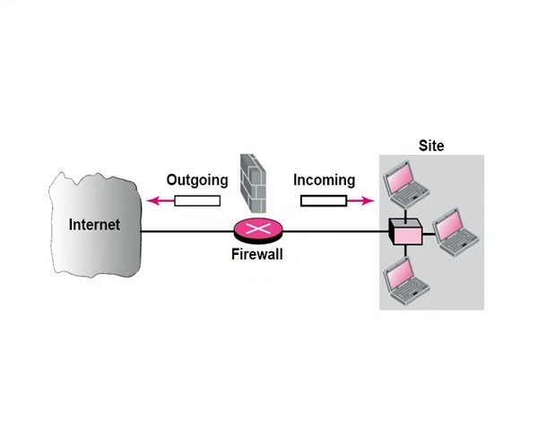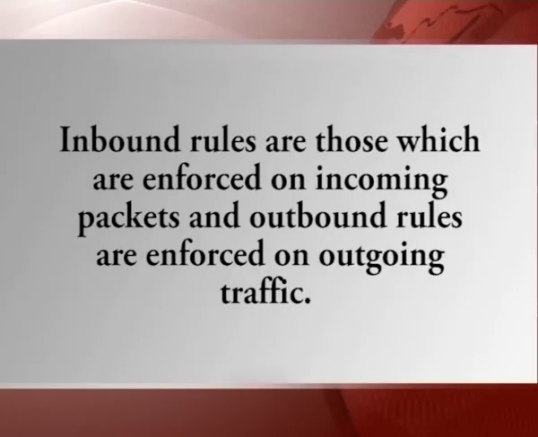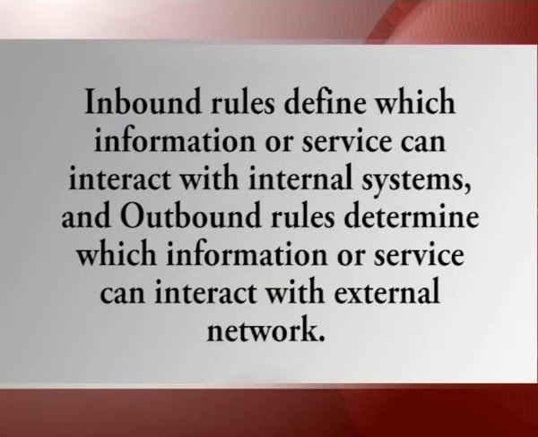Firewall works on the basis of rules, the inbound and outbound rules. Inbound rules are those which are enforced on incoming packets, and outbound rules are enforced on outgoing traffic. Firewall takes two types of action. These are allow and block. Inbound rules define which information or service can interact with internal systems, and outbound rules determine which information or service can interact with the external network.